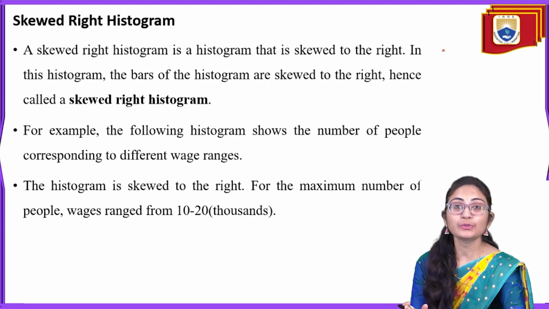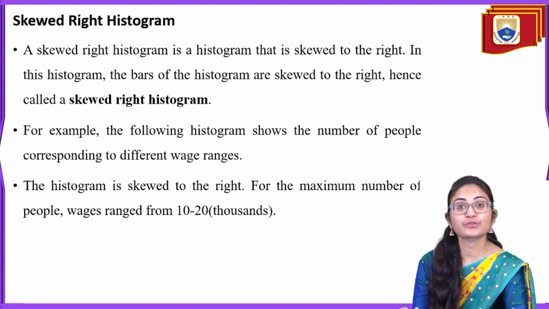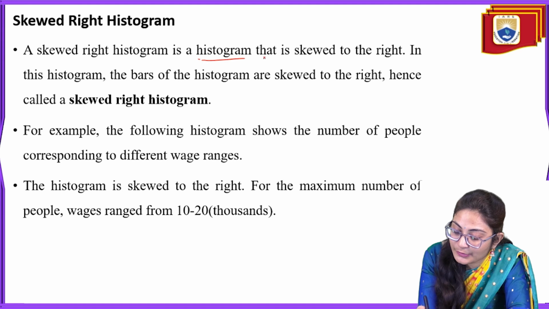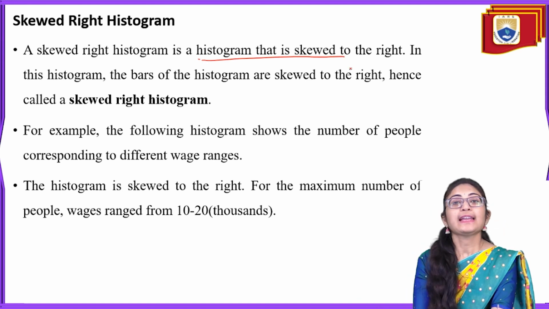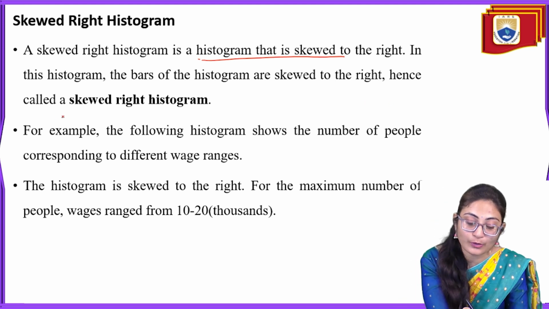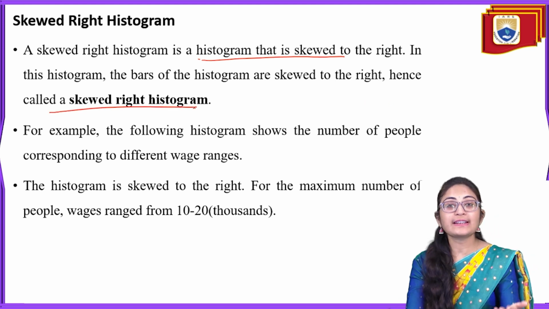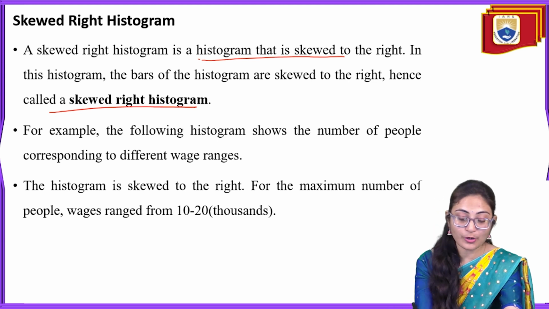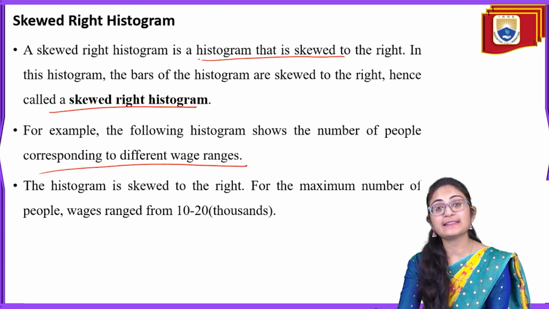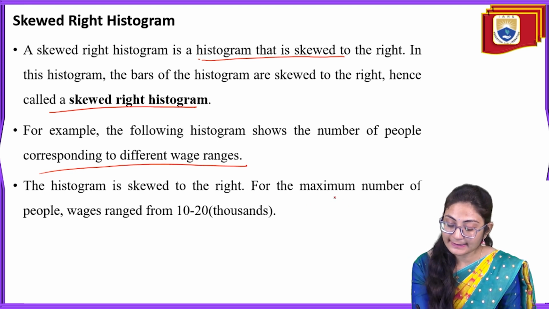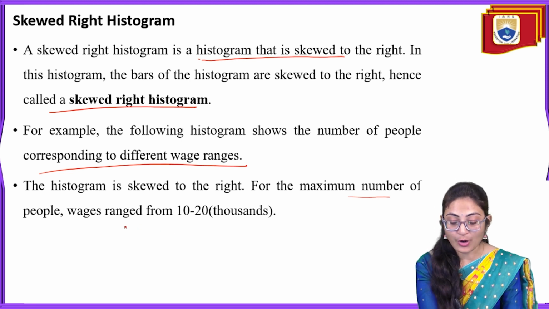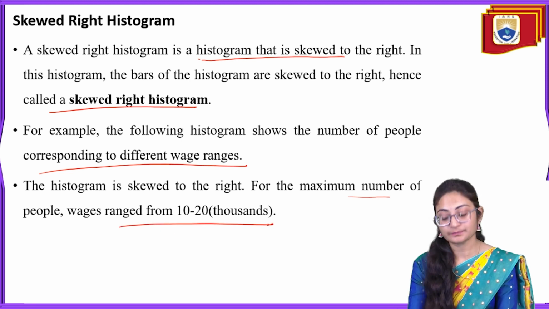After that, skewed right histogram. The skewed right histogram is a histogram that is skewed to the right. In this histogram, the bars of the histogram are skewed to the right, hence called the skewed right histogram. For example, the following histogram shows the number of people corresponding to the different wage ranges, and the histogram is skewed to the right. For example, for the maximum number of people, wages ranged from 10 to 20,000.